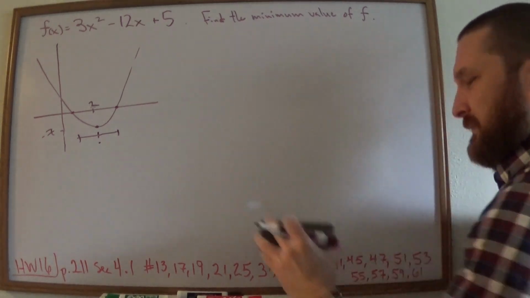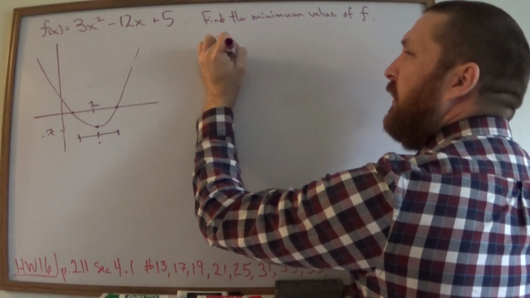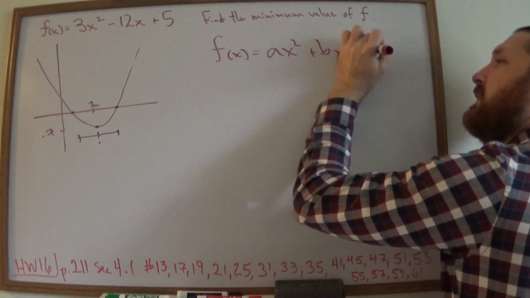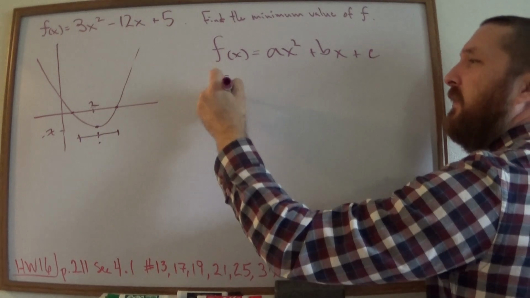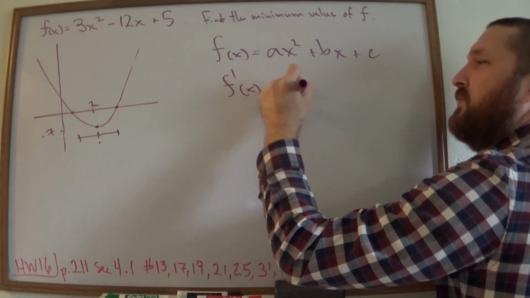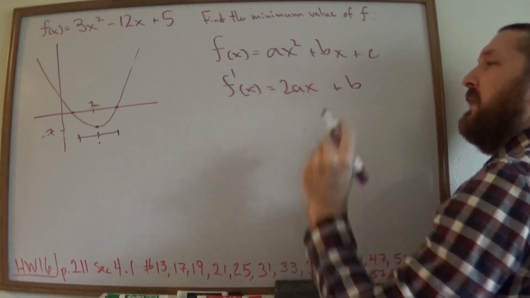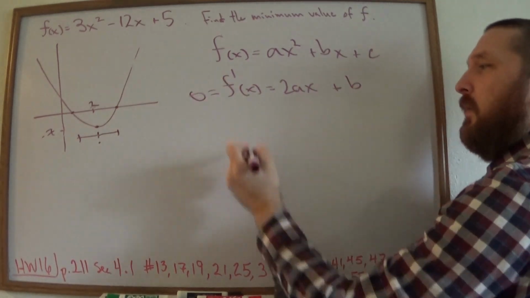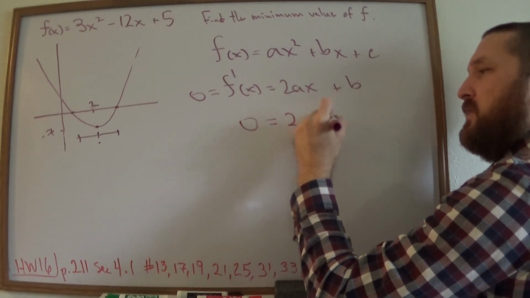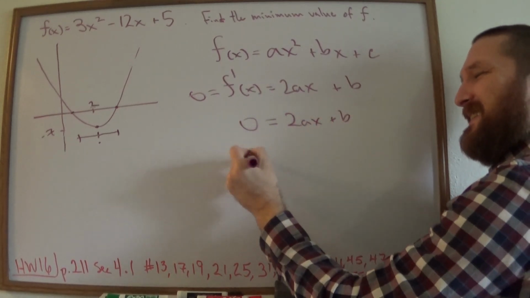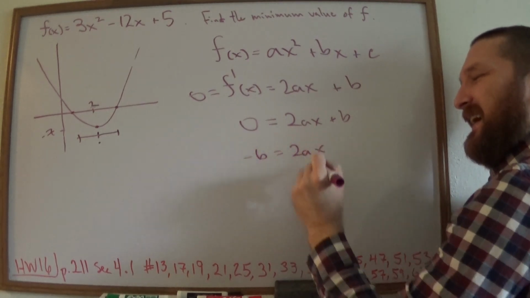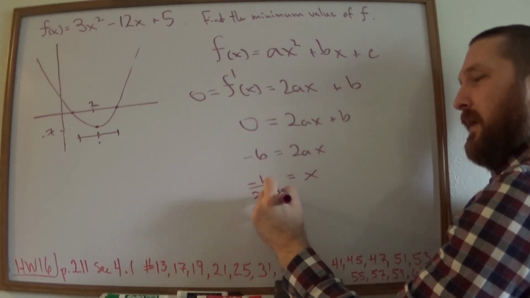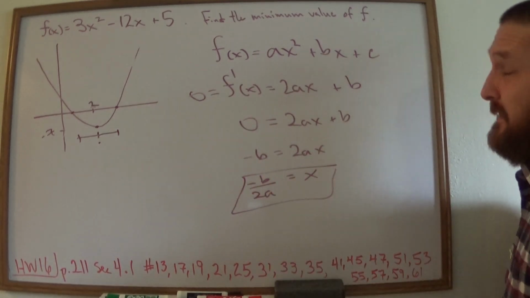Now check this out. In general, if your function is a parabola, it looks like this. And so what's its derivative? 2ax plus b. If we want to know where the slope of this is equal to 0, we would just solve this equation: minus b equals 2ax, and therefore x is equal to minus b over 2a. Whoa, that's kind of cool. I think that's pretty cool.